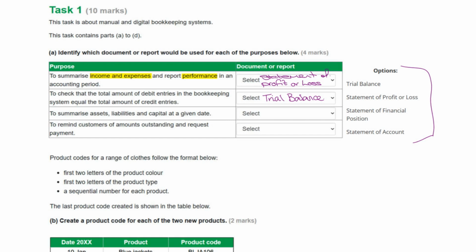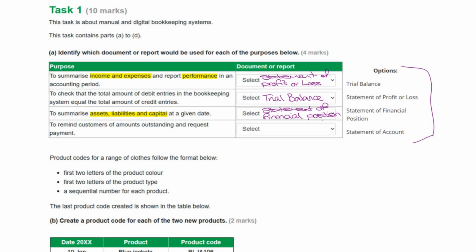To summarise assets, liabilities and capital at a given date. So when we're looking at assets, liabilities and capital, we're looking at the state of the business at any given time. What position is the business in terms of its assets, liabilities and capital? So that means it's going to be on our statement of financial position. It summarises what our assets and liabilities are and what capital there is in the business.